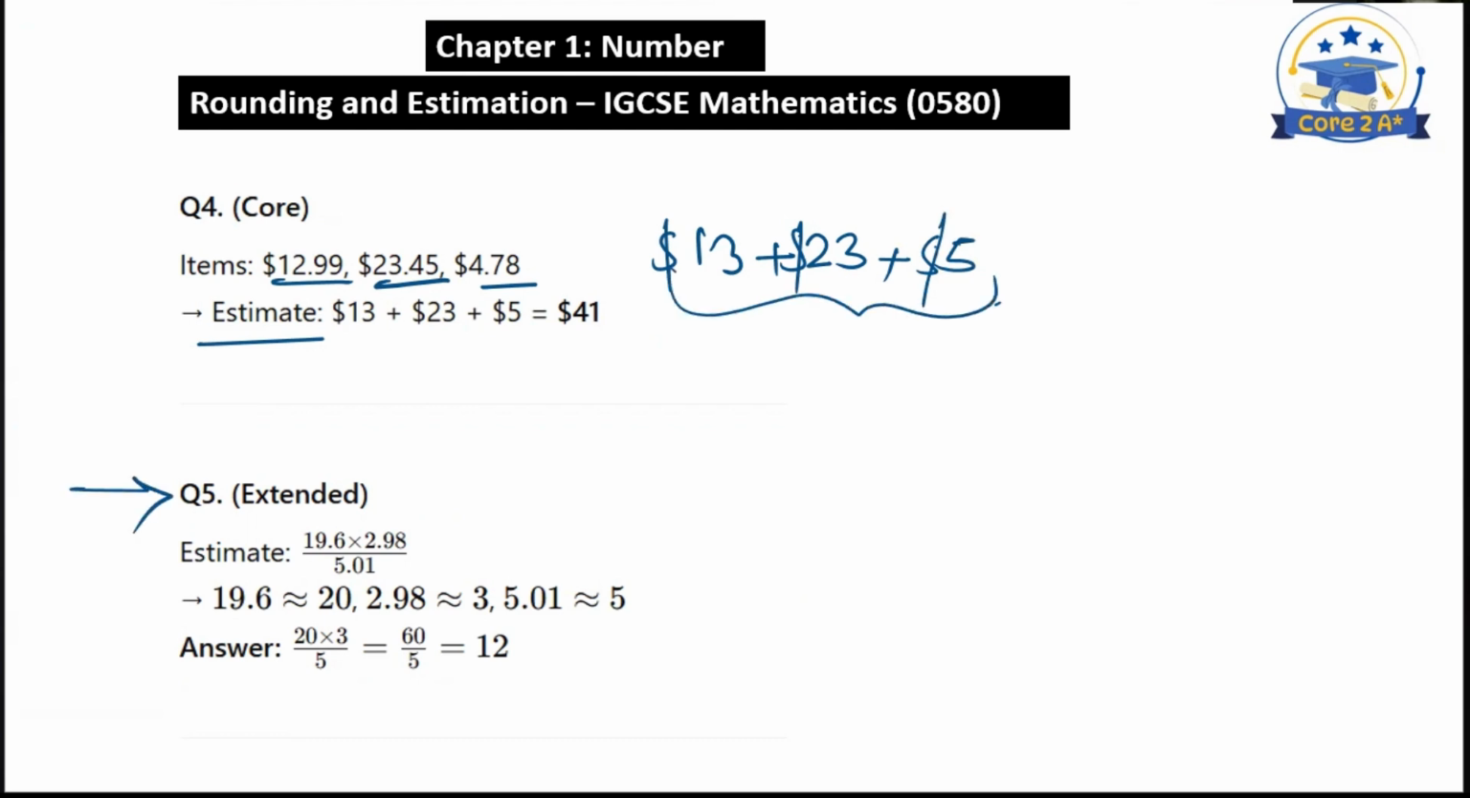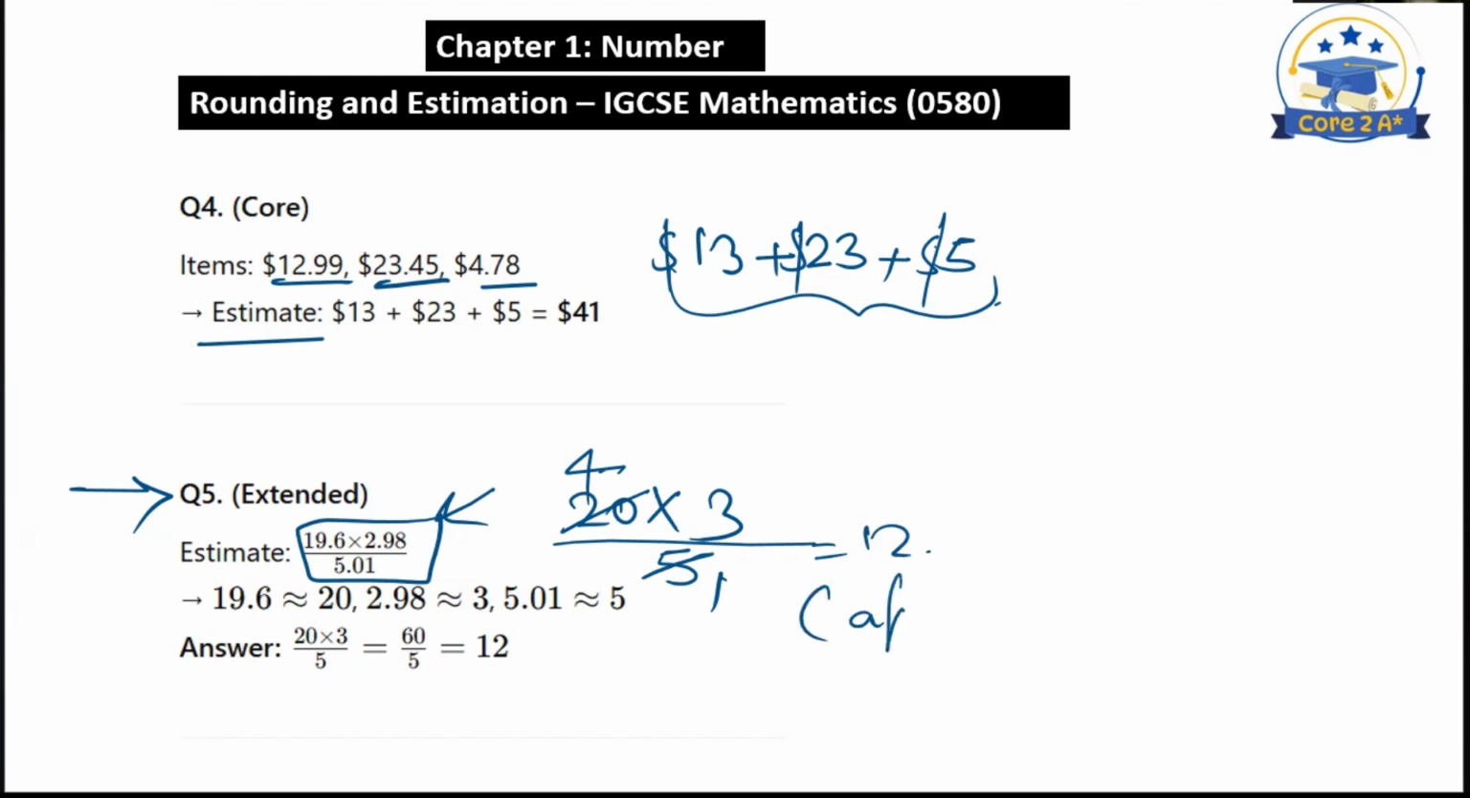Similarly, this is a question from extended. You have to estimate this value. Here we have multiplication as well as division. So 19.6 is closer to 20, 2.98 is closer to 3, and 5.01 we can assume as 5. So after cancellation, 4 times 5 and 4 times 3 is 12. And this is your approx value.